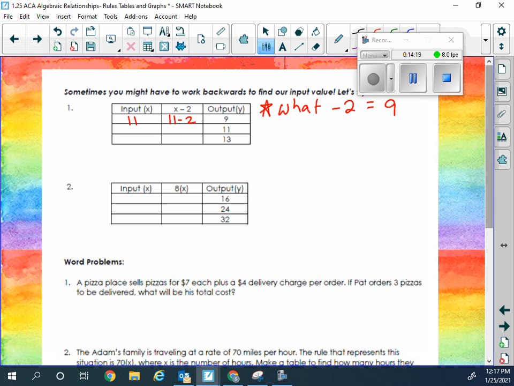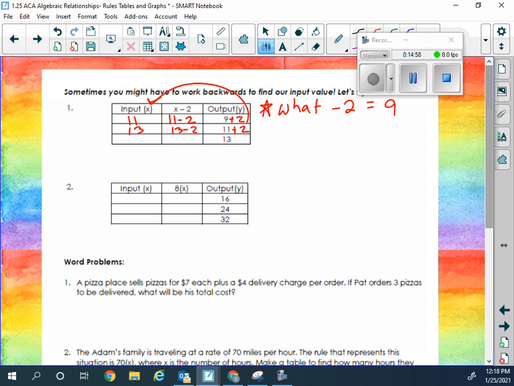So you can fill in the input. So instead of thinking what minus 2 equals 9, what else could you think? It's the opposite. You also can think it's the opposite, meaning I have to do 9 plus 2 to get back to here. Okay? So then let's think. What minus 2 gives me 11? Or 11 plus 2 gives you 13. And then you just check it with your process and make sure that that's true.